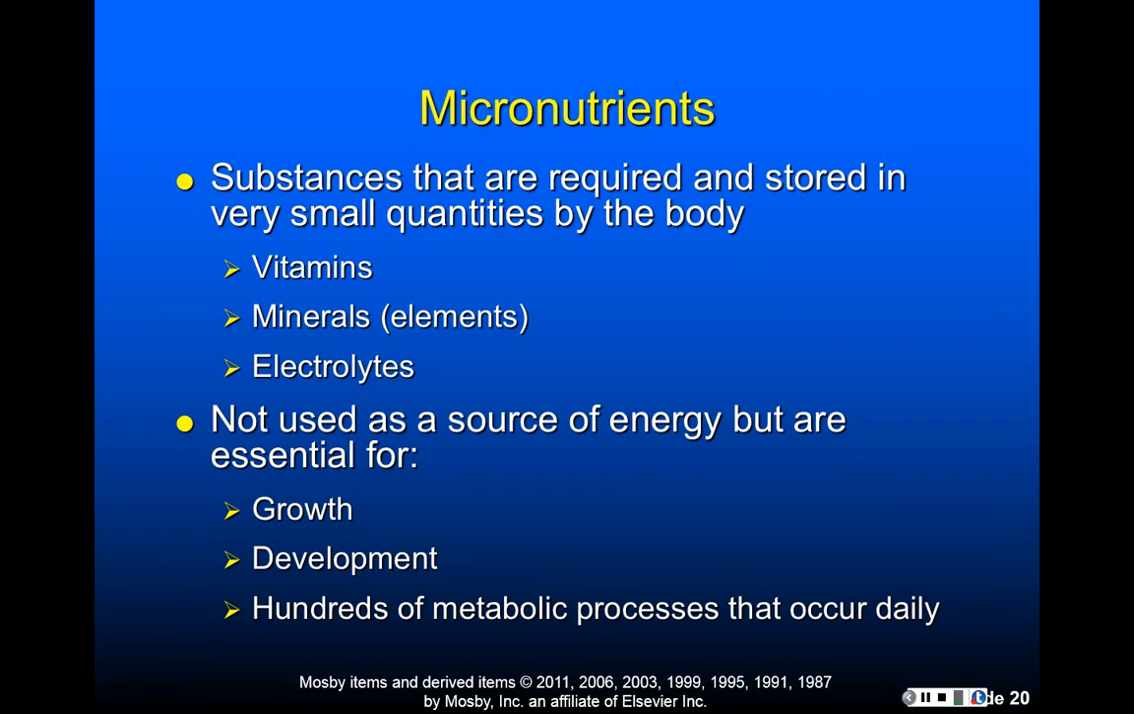Okay, so now that we've discussed the big three, let's take a look at some of the micronutrients. These are nutrients that are stored in very small quantities by the body. Some of these include vitamins, minerals, and electrolytes. They are not used for energy, but are essential to growth and development, as well as to hundreds of metabolic processes.